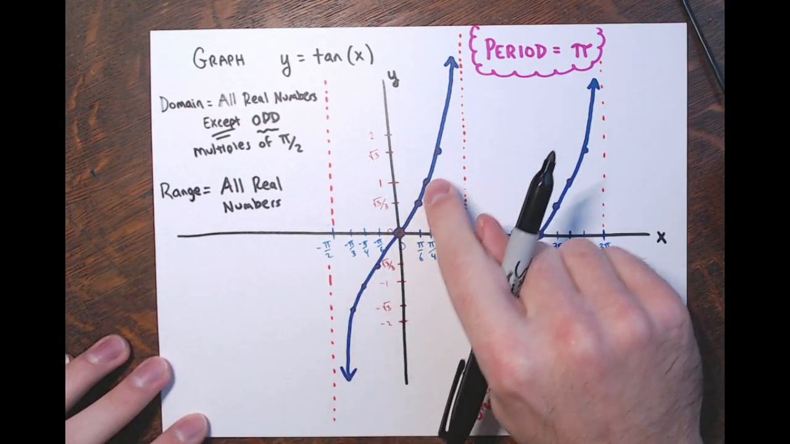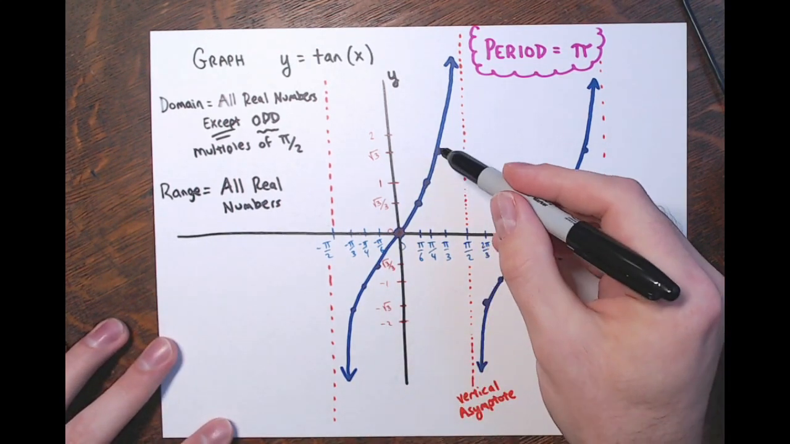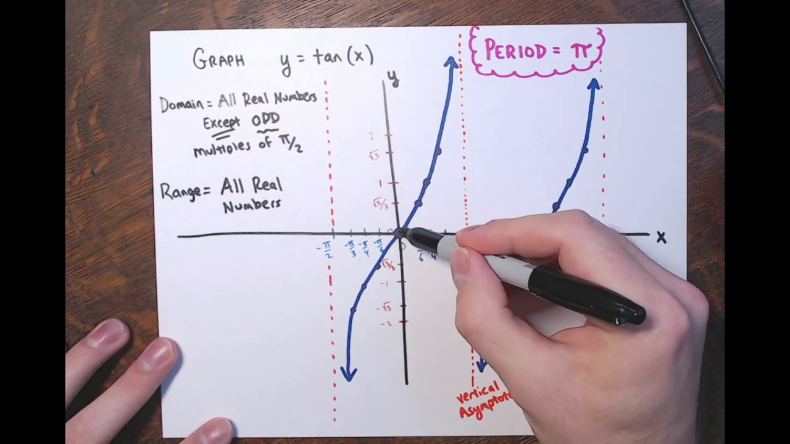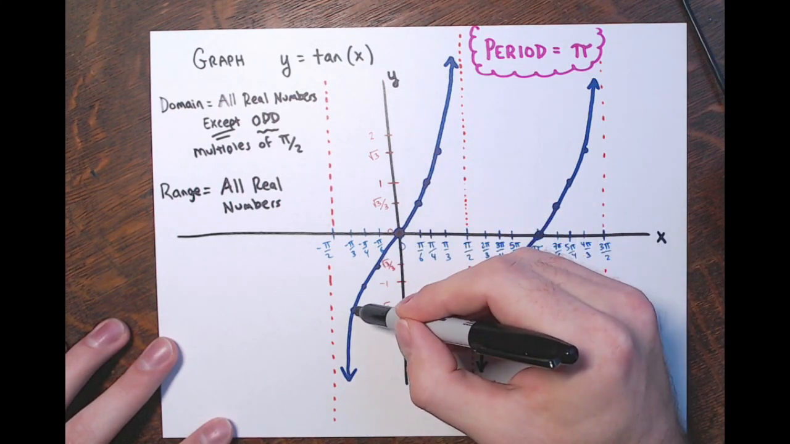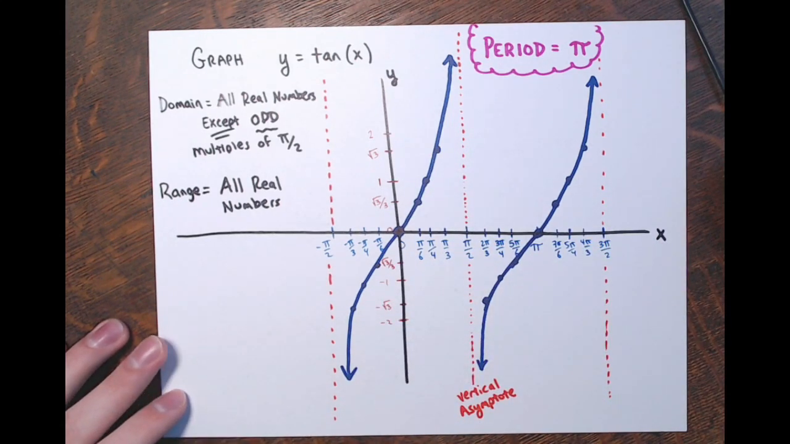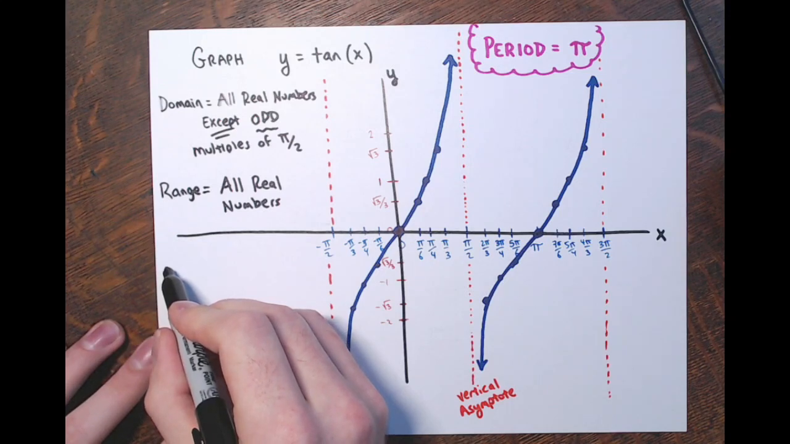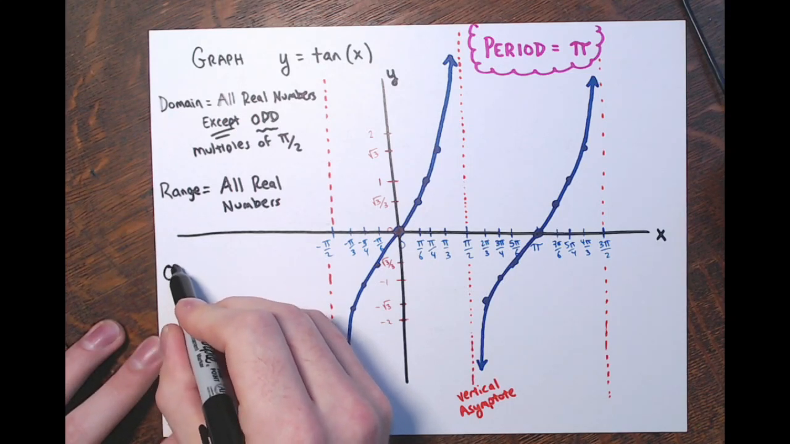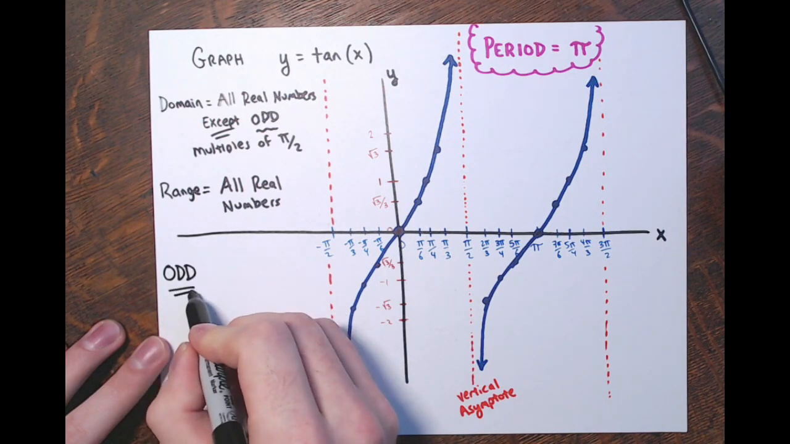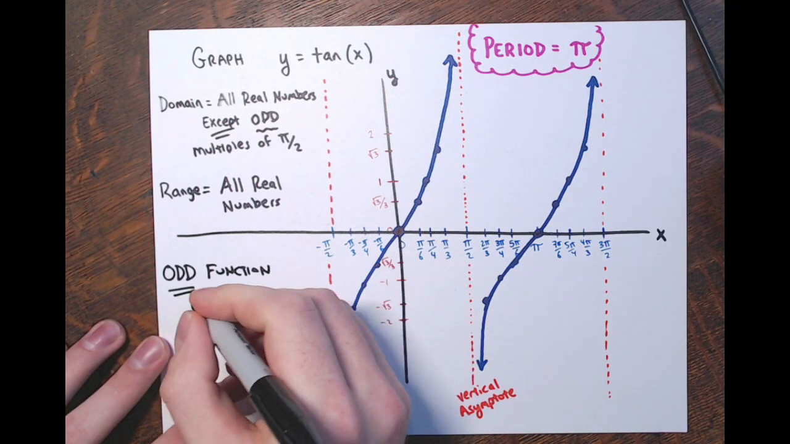Also, this graph has that origin symmetry. If I take a point, go to the origin, go the same distance across, I'm landing on the graph again. If I reflect through the origin, it's going to give me the same graph. So tangent is an odd function. Remember, that means it has the origin symmetry.